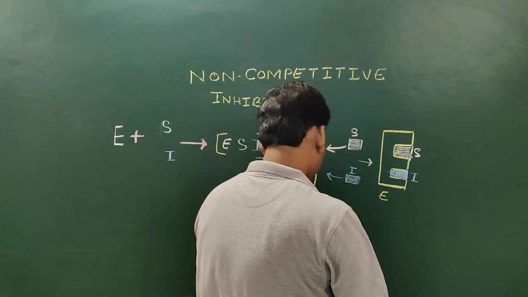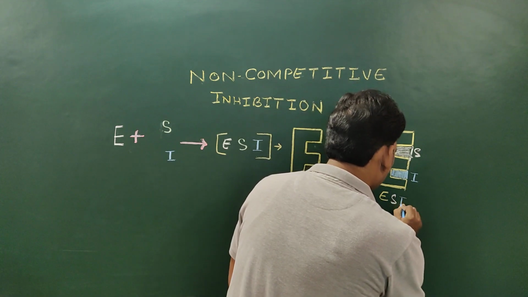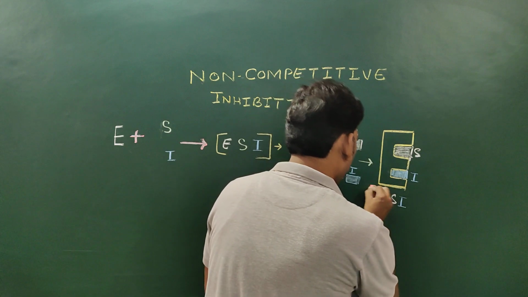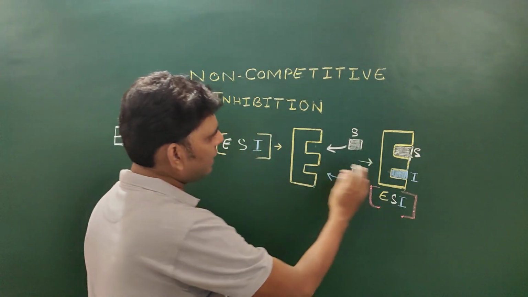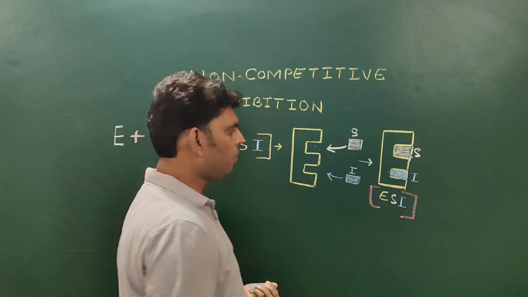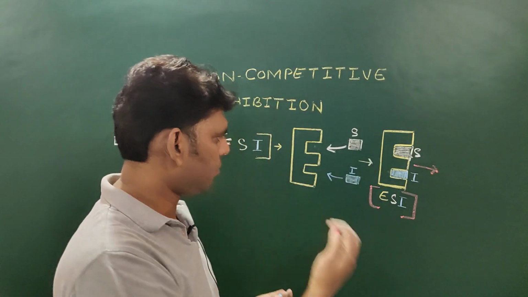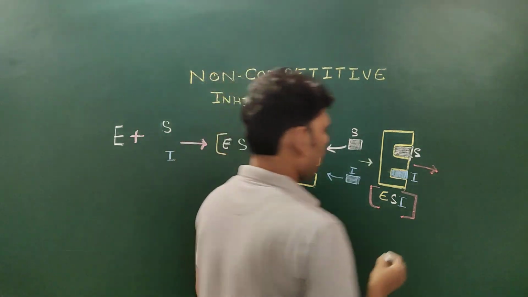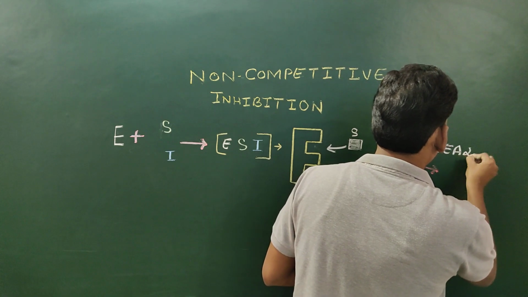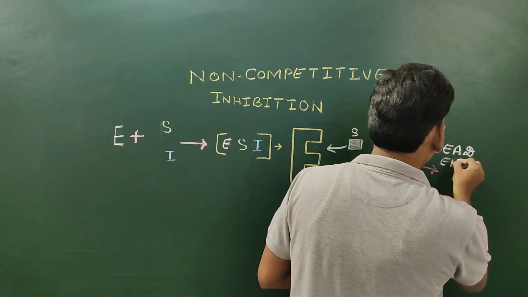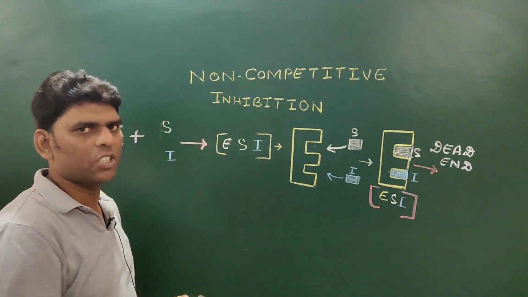This is the enzyme substrate and inhibitor complex. Got it? So students, when the enzyme substrate inhibitor complex is formed, then the velocity of the enzymatic reaction decreases. So here a dead end is created, so there is no further enzymatic reaction observed.